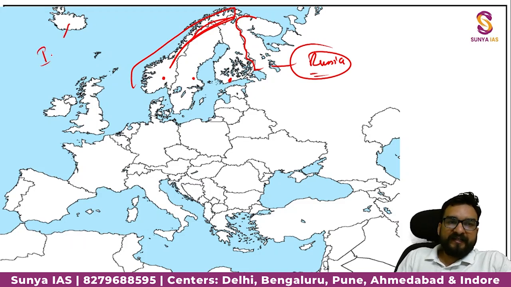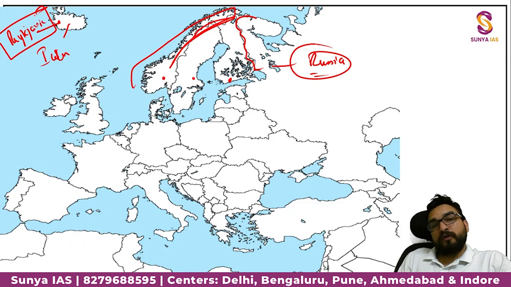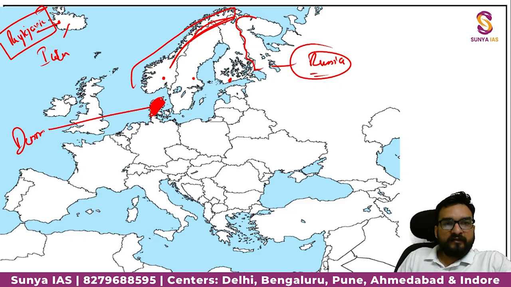This is your Iceland, and the northernmost capital is Reykjavik. Check the spelling of Reykjavik from your book atlas. And I have told you, don't miss this Denmark, guys. Denmark. And this small island over here, Faroe Island.